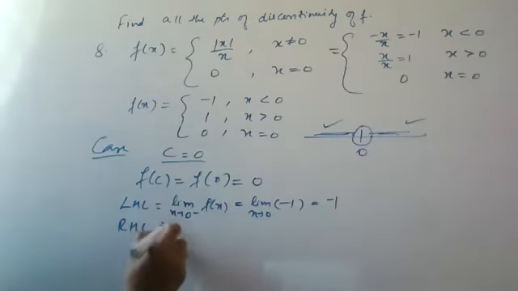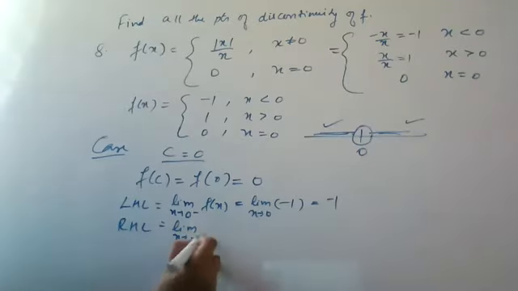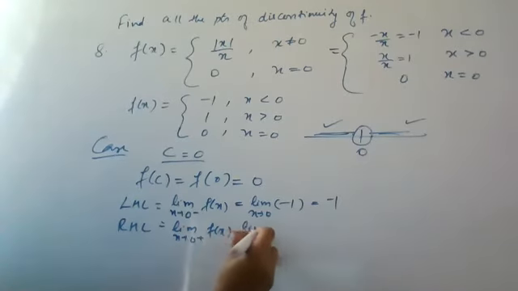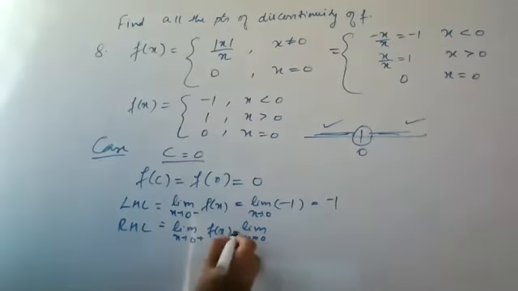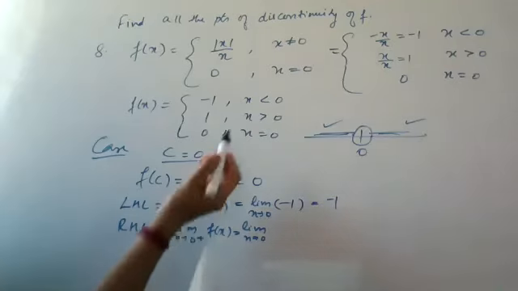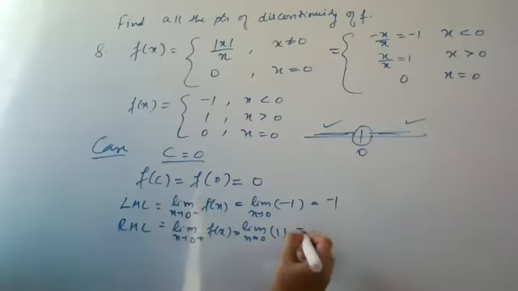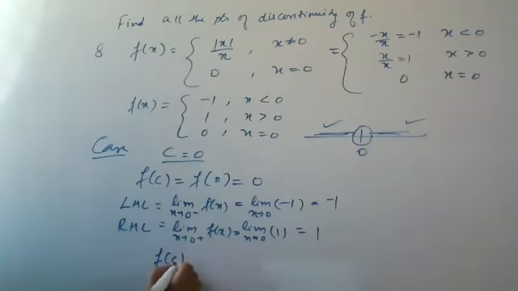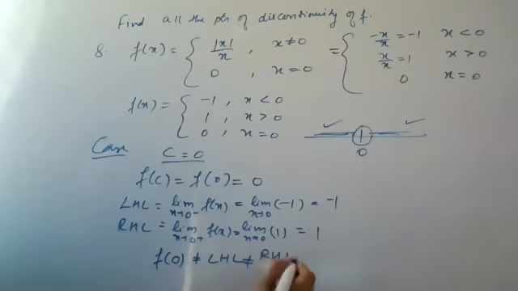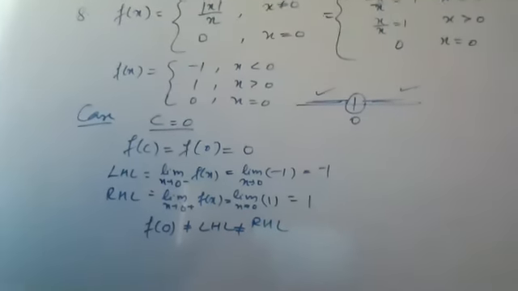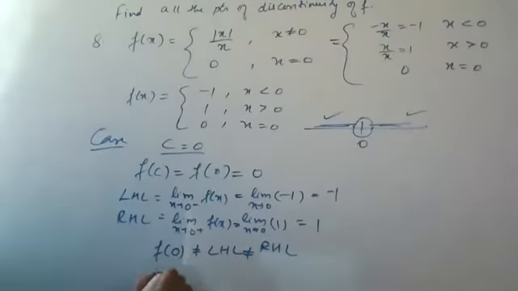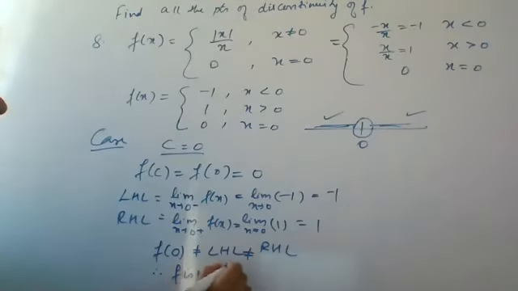Now RHL will give you limit x tends to 0 plus f of x, which is equal to limit x tends to 0. Function value again greater than 0 will give you 1. All the three are not equal. That means at the point not equal to LHL, not equal to RHL. Hence the function is discontinuous at x equal to 0. Therefore, f is not continuous at x equal to 0.